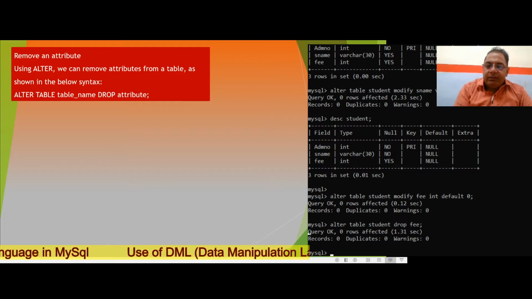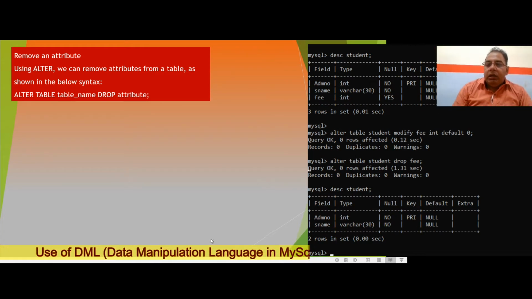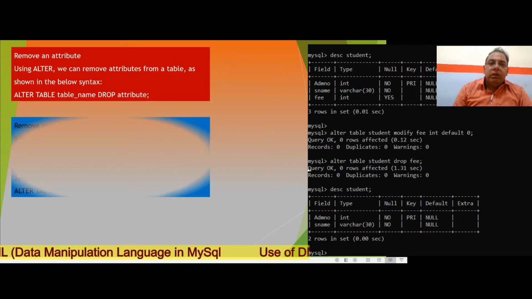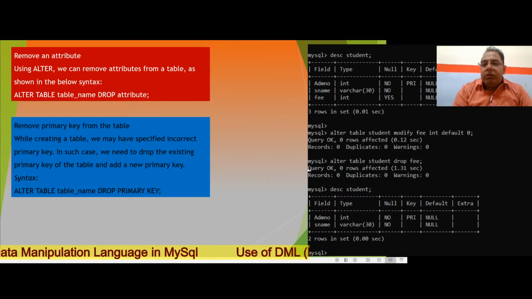To go through the table again, we will write DESCRIBE, then the name of the table. Here the column fee is not there in the table, meaning it is dropped from the table by using ALTER. Next we have removing a primary key from the table.